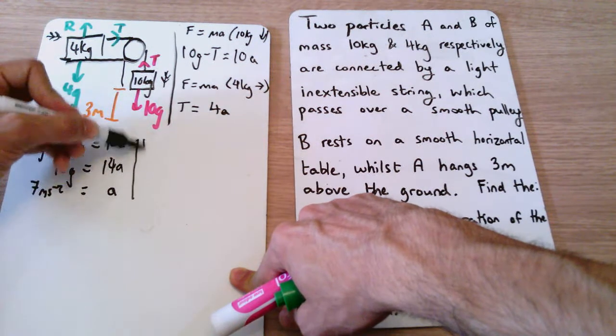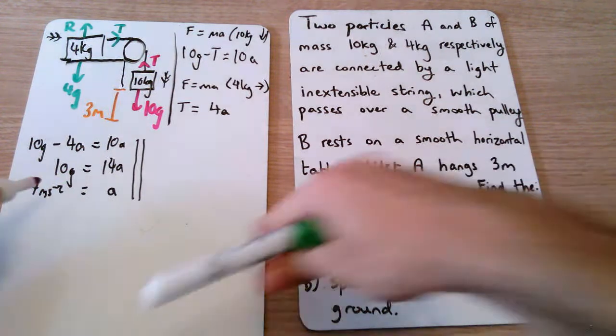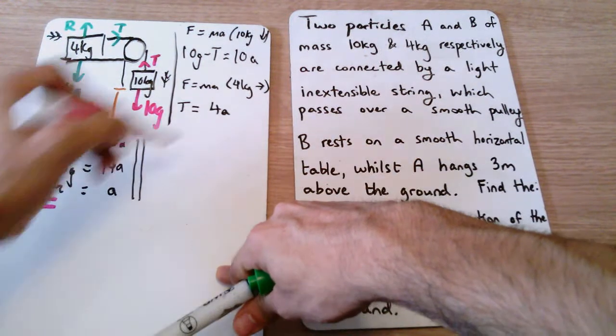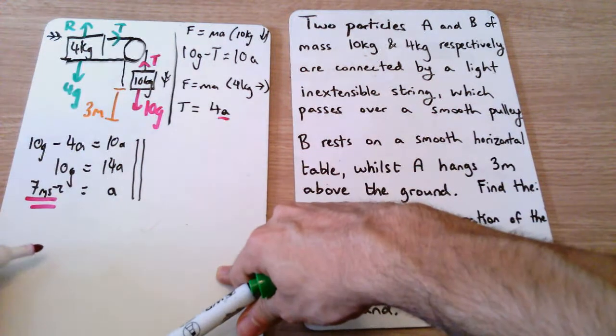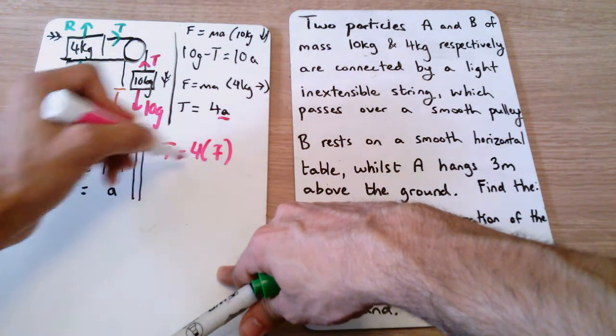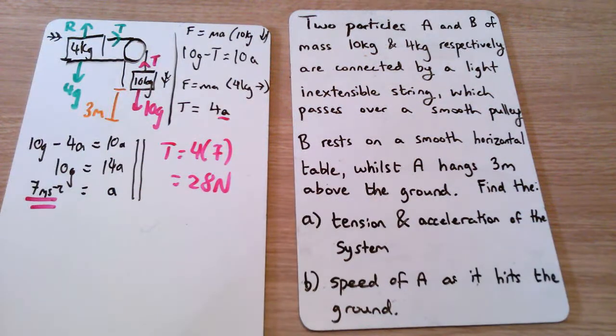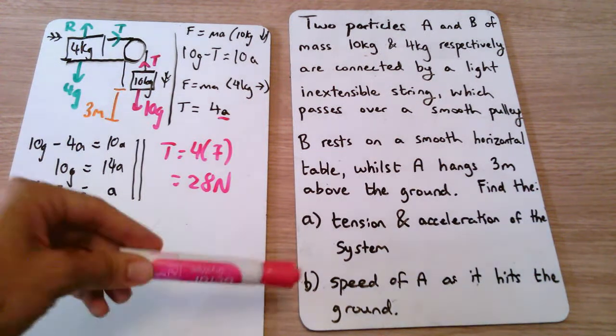And if we are working out tension, we are simply substituting back in. If we sub this in, we can sub this value in over here into our acceleration. T is equal to 4 times 7, which again is equal to 28 newtons. And that's part A done. That is finding the tension and acceleration of the system. Part B refers to the speed of A as it hits the ground.